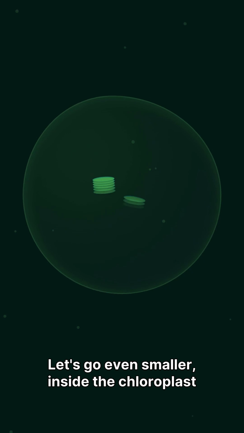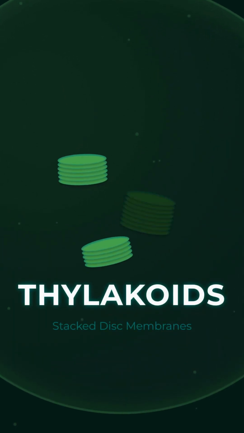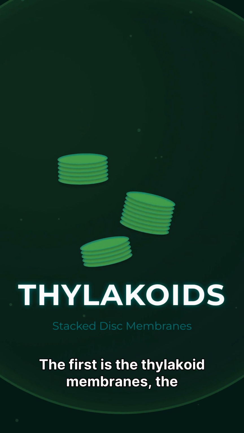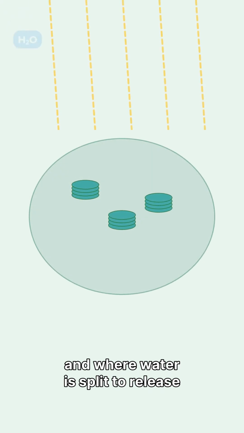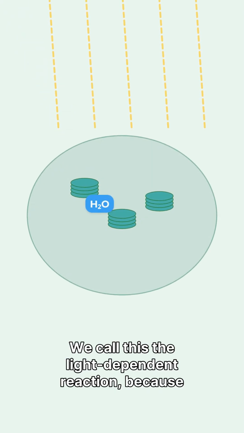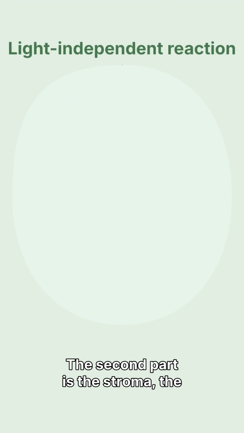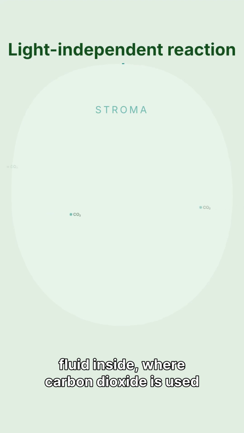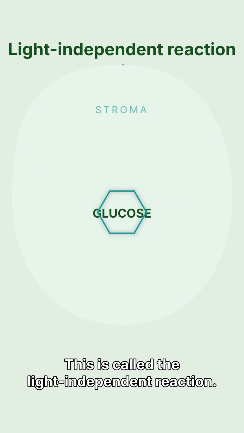Let's go even smaller, inside the chloroplast itself. A chloroplast has two key parts. The first is the thylakoid membranes, the stacked discs that contain the green pigment chlorophyll. This is where light energy is captured and where water is split to release oxygen. We call this the light-dependent reaction because it needs light. The second part is the stroma, the fluid inside, where carbon dioxide is used to build glucose. This is called the light-independent reaction.